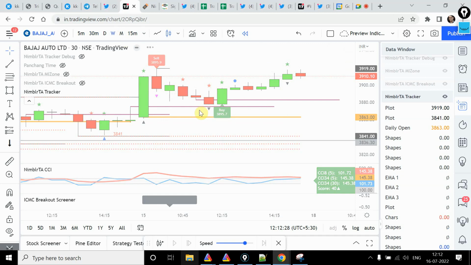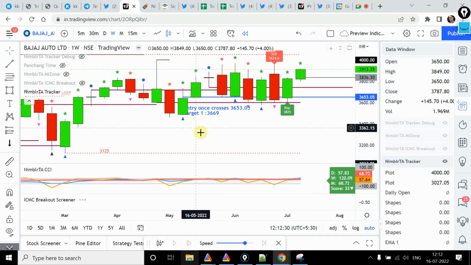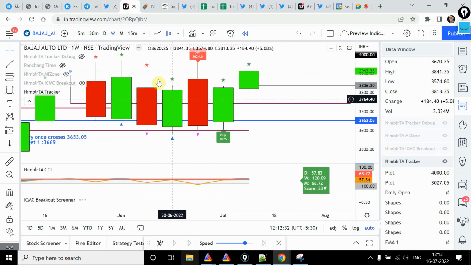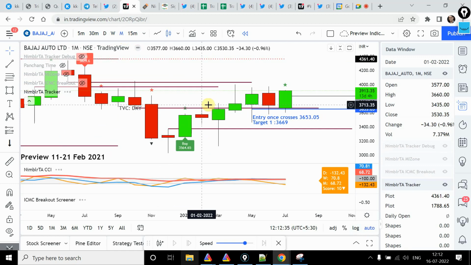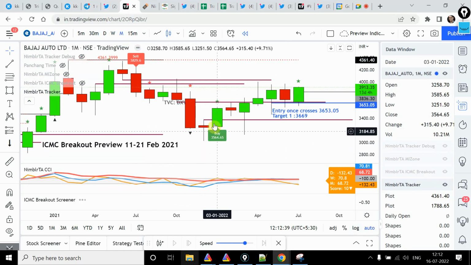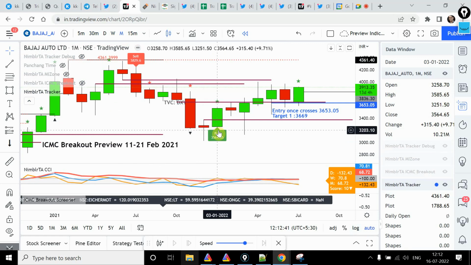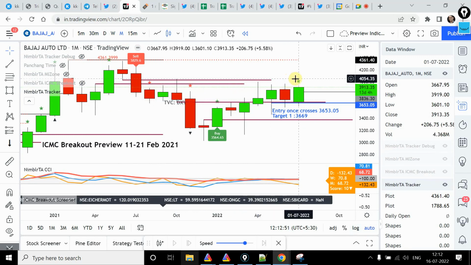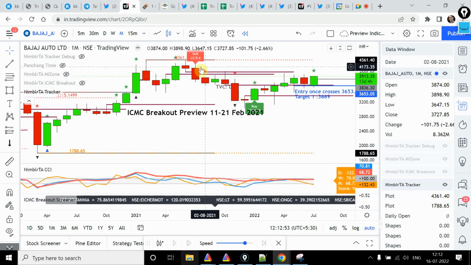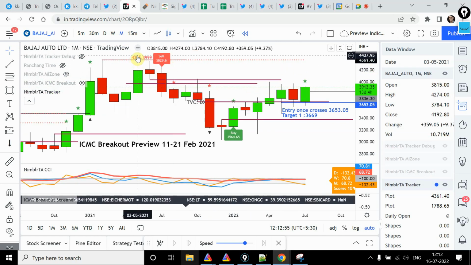Similarly, if I see on the higher time frame, weekly, what happened on it, or if I see a monthly chart, where did it give me an entry on a monthly chart? So it gave me an entry over here. It gave me multiple retesting of the resistance over here. It has reached the ICMC over here, which is again a resistance. If it crosses above this, then probably I can go upside until 4361. This is the level which is marked, right?